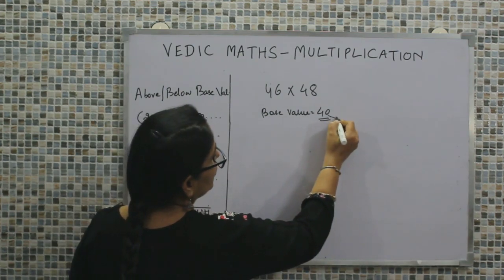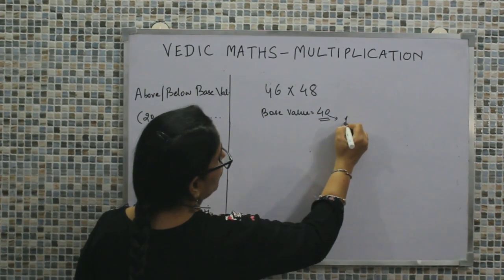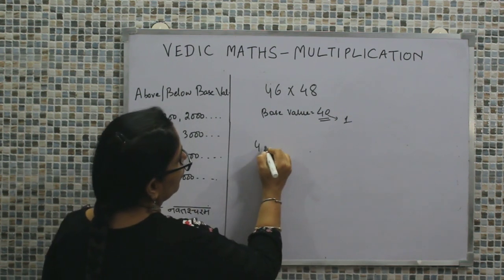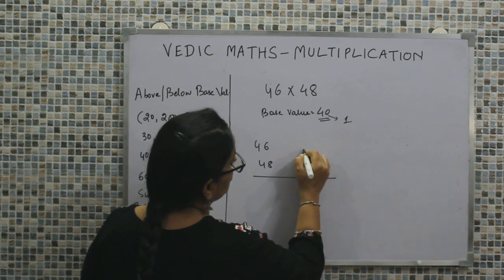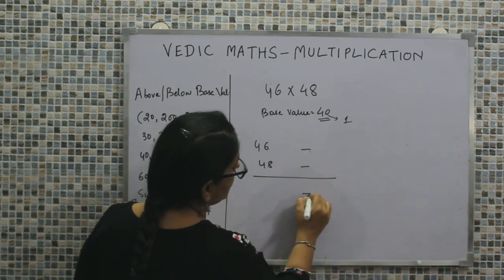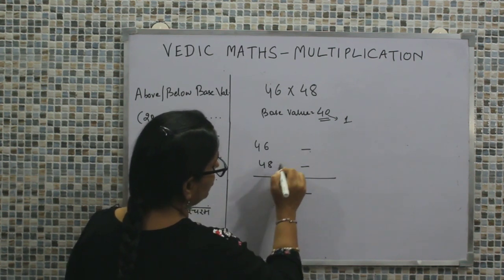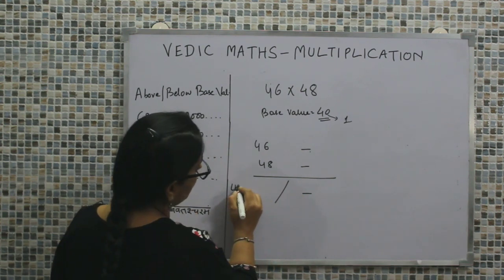Now the number of zeros in the base value is 1. So for 46 and 48, the number of places in the RHS will be 1. We split out the LHS and the RHS.